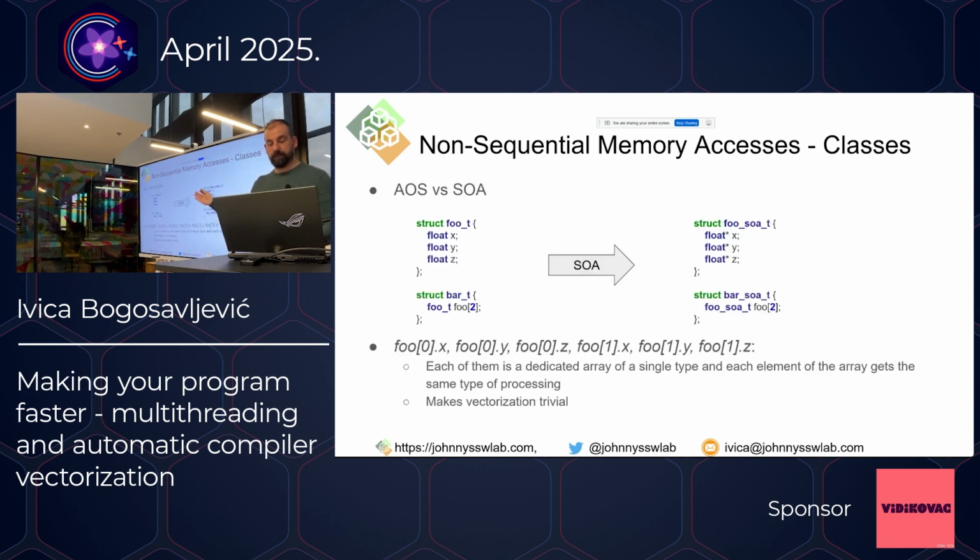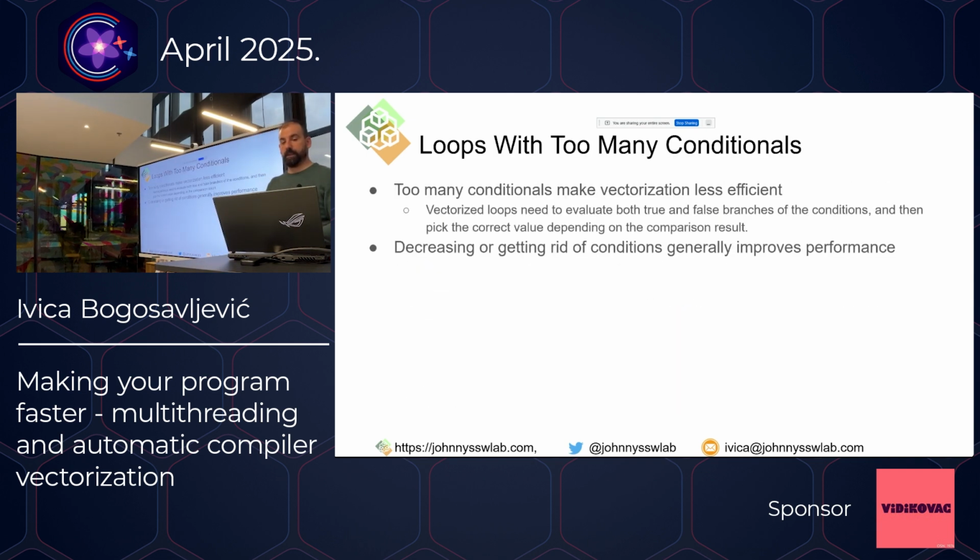Yeah, so this is the structure of arrays. Now the other thing that is really a problem, not only with vectorization but generally with performance, is if you have a loop with too many conditionals. Generally, everything you remove from a hot loop will make that loop faster, and conditionals are one of the things that you can actually remove from a loop.